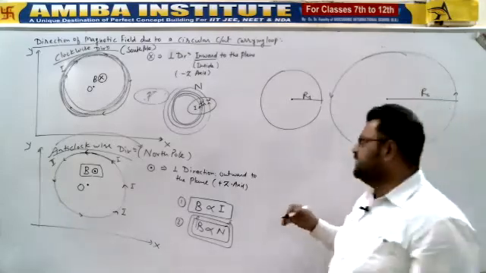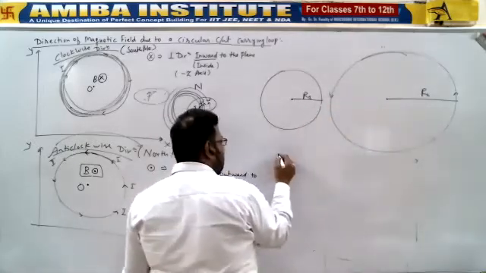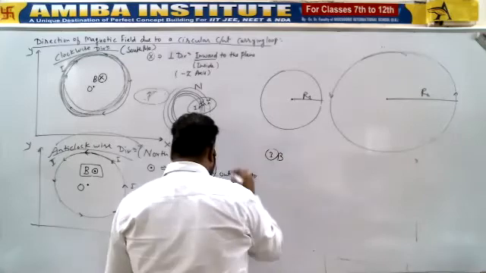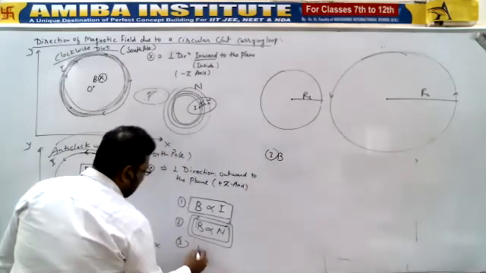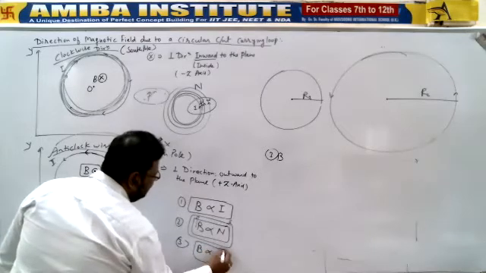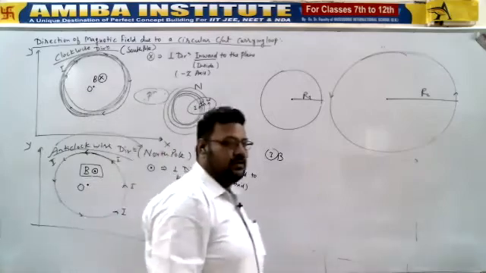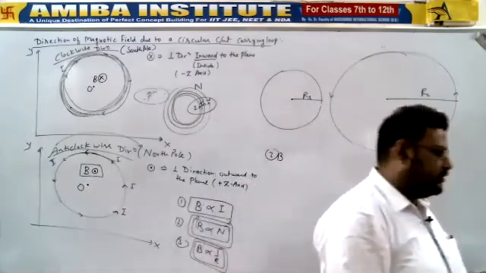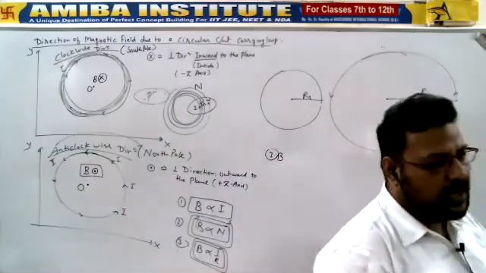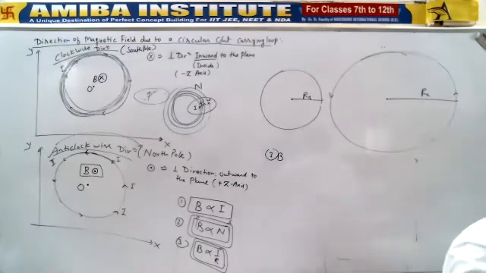So it is practically found that if you increase the radius, then the magnitude of the magnetic field, this is the third parameter, will decrease. That means it has an inverse relation, where R is the radius of the circular loop. So these things you need to remember. How many of you understood these things properly?